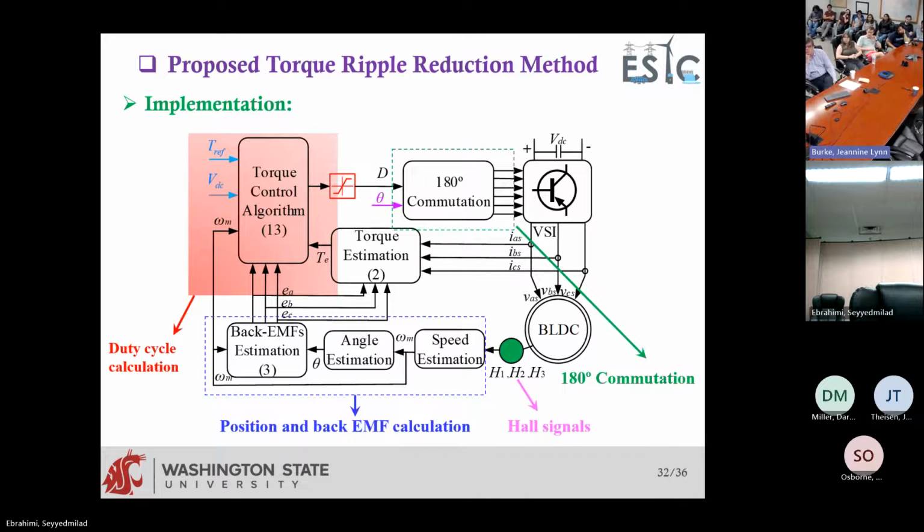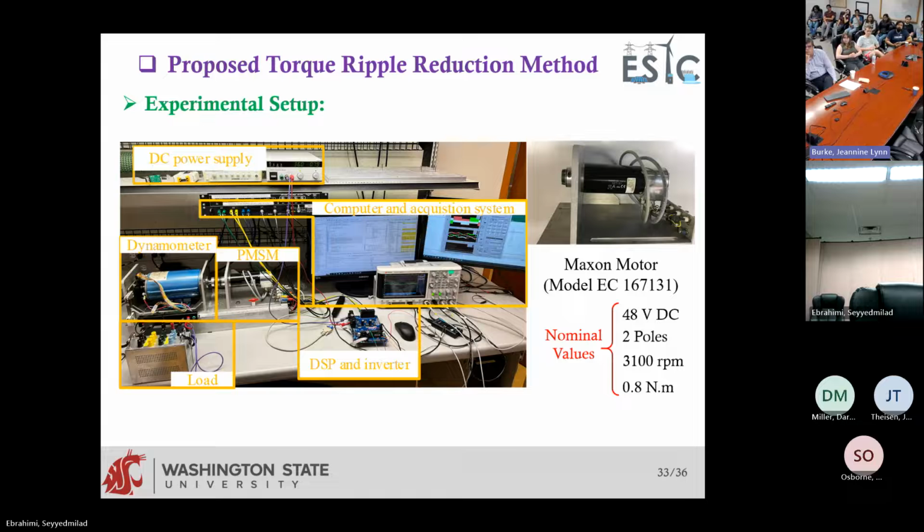We have that inverter connected to a brushless DC motor. You have some Hall sensors that detect the position. They do estimation of angle and speed. And if you have angle and speed, you can estimate the back EMFs. If you have the back EMFs and you measure the currents, you can estimate the torque. So if you apply these values to that formula, you can calculate the duty cycle of those switches at every switching interval, and you can feed it to your inverter. So this is the experimental setup that we had there.